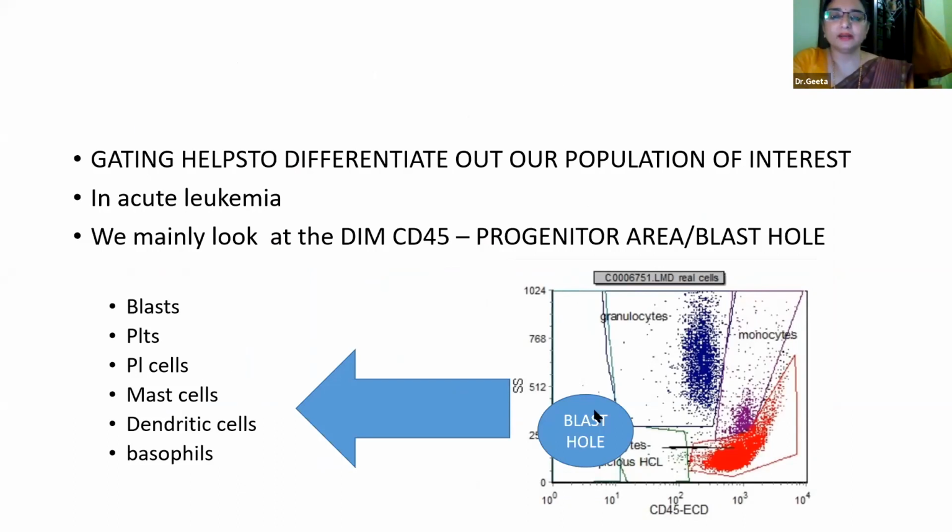When we are looking for blasts, we look for this area which is CD45-dim. All the precursor cells or the immature cells of hematopoietic cells have low CD45, even though they are not negative. But we have to remember that this area, which is called the blast gate or the progenitor area, also contains platelets, plasma cells, mast cells, plasmacytoid dendritic cells, as well as basophils along with the blasts.